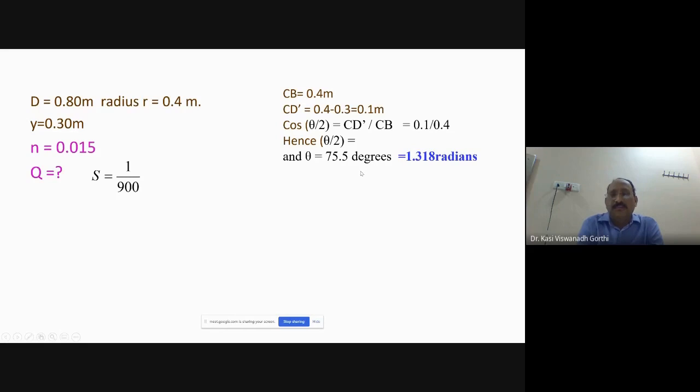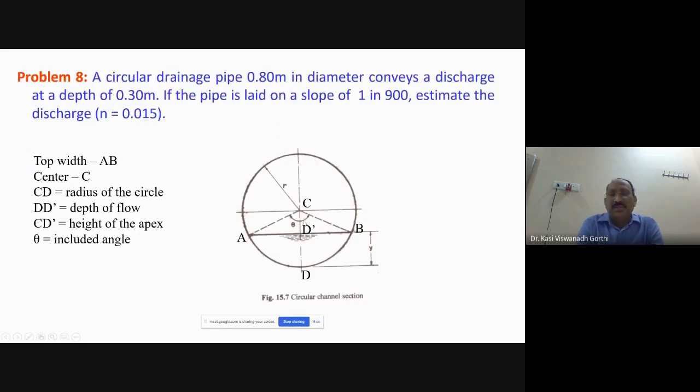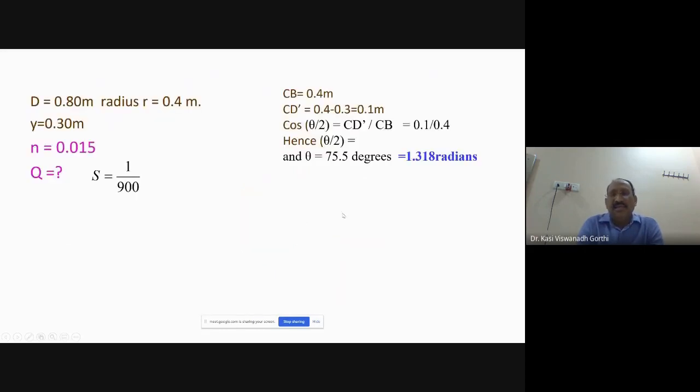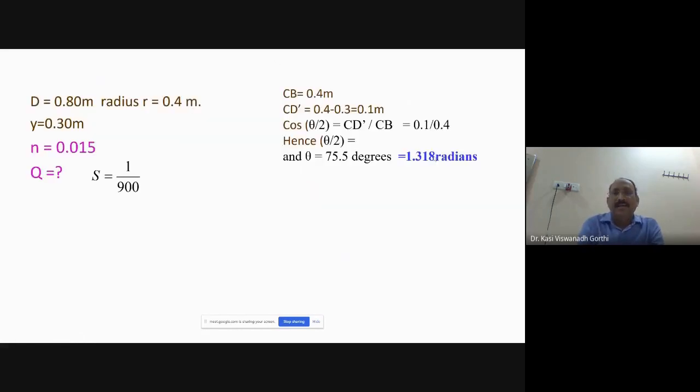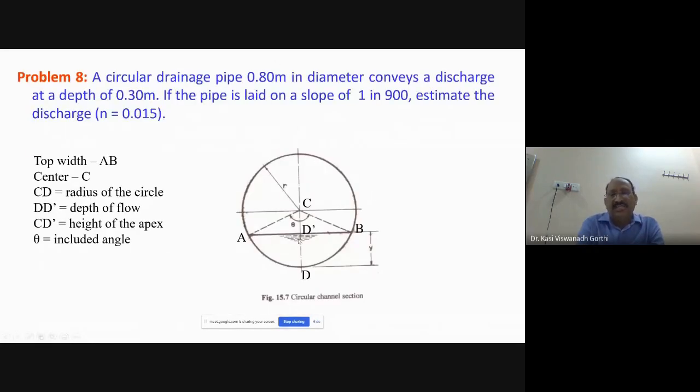Using simple trigonometric principle, cos theta by 2 would be equal to CD dash by CB. So you will be getting the value of theta from there. Theta is 1.318 radians. Once you get the value of theta, you'll be able to compute the top width. The top width is AB, which is equal to AD dash plus D dash B.